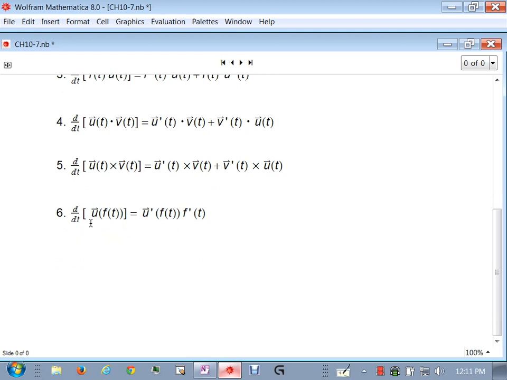And then the last one, if you have a vector function evaluated at a scalar function, then the derivative of that is, what rule is that? Chain rule. You take the derivative of the vector function, you do not mess with the scalar inside, then you multiply times the derivative of the scalar.